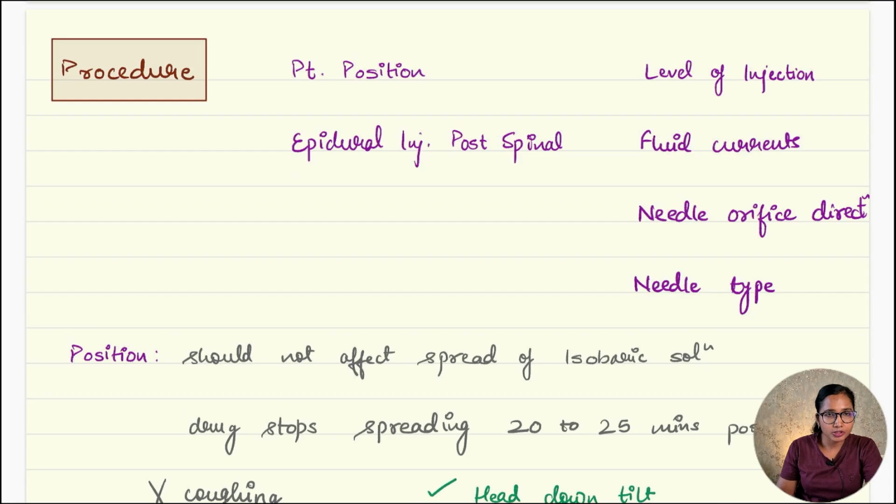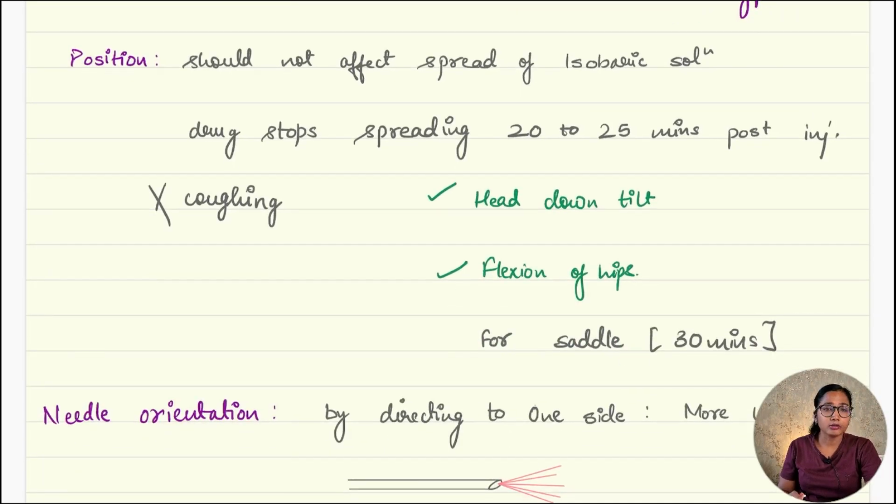Coming to the procedure, patient position and epidural injection post-spinal, that is CSE, combined spinal epidural, are the important factors, and less important factors are level of injection, fluid currents, needle orifice direction, and needle type. So position should not affect the spread of isobaric drug. As we have already discussed, isobaric drug spread is simple.